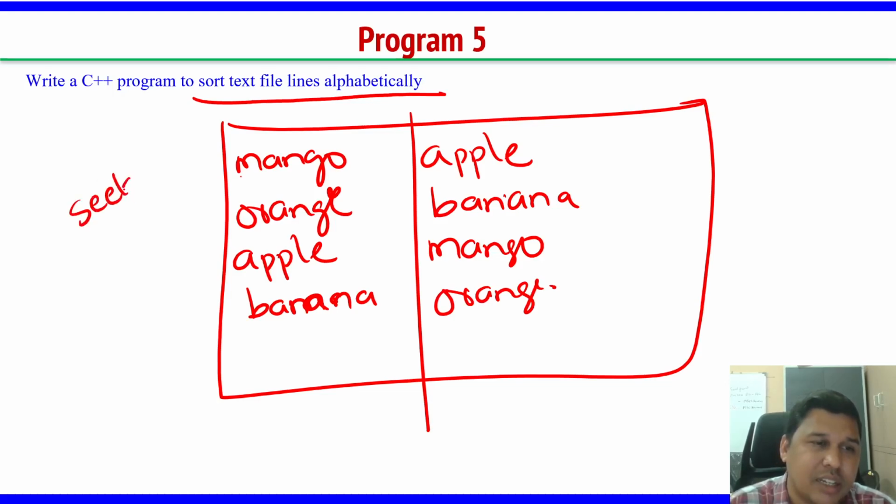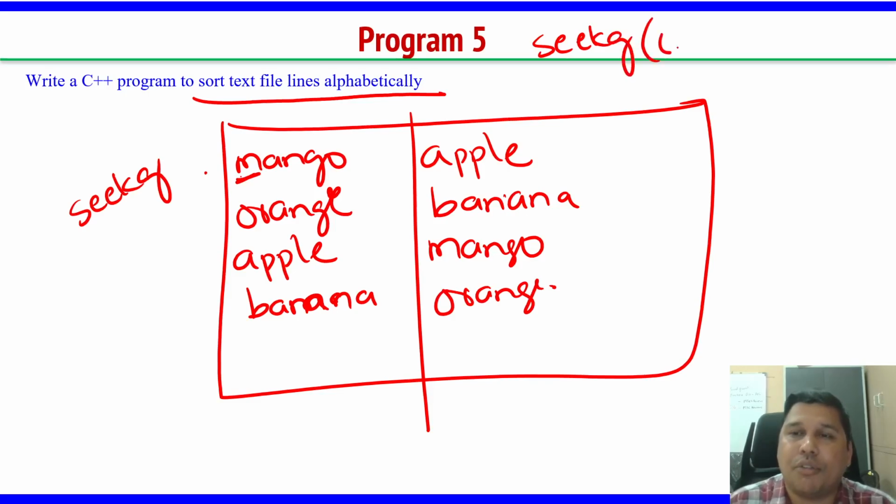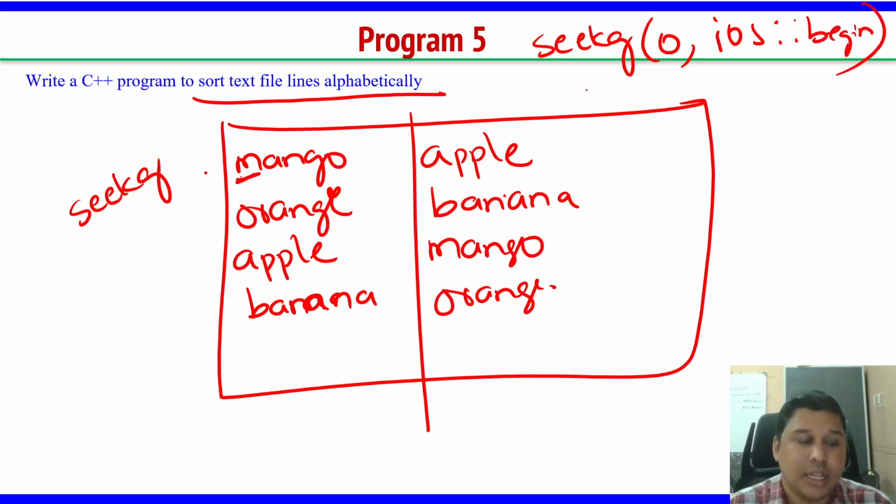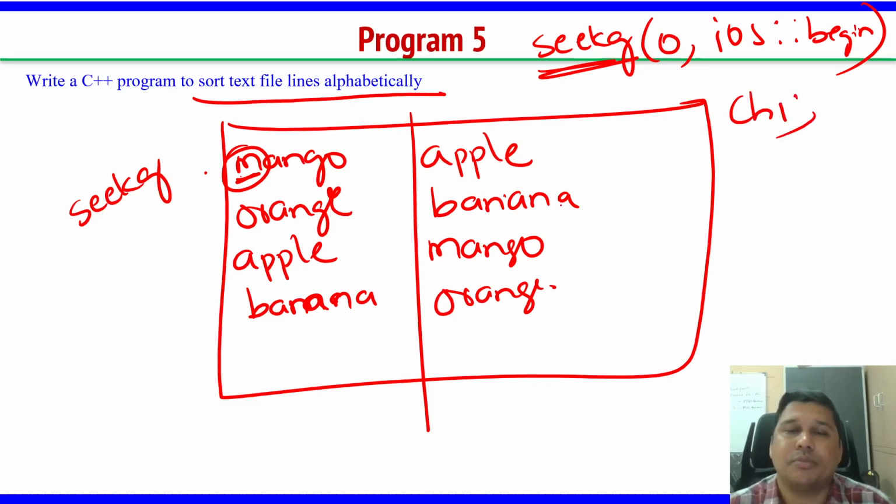So I can use this seekg for reading. In the first line, I will take the first character. How do you use that? You can write seekg of 0, ios::beg. This will give me the first character. You are moving your pointer using this seekg to the first line, first character. That you take in a variable. Let that be ch1.